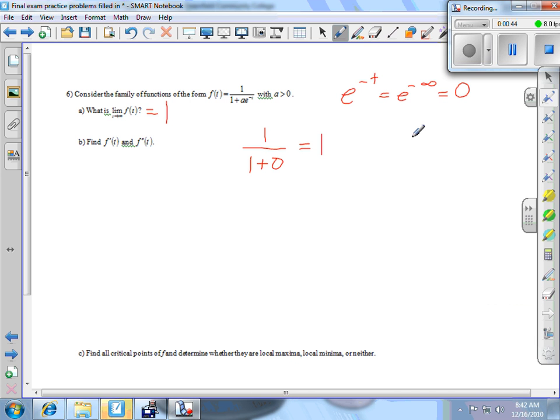Part B, find f prime of t and f double prime of t. Okay, so this one is going to get a little bit messy. So to find f prime of t, you could do the quotient rule. So we'll do that. Let's see, 1 plus ae to the negative t gets squared. So we do bottom times the derivative of the top, but the derivative of the top is nothing, so I'm going to omit that term, minus the top times the derivative of the bottom. And the derivative of the bottom is negative ae to the minus t. So those two negatives cancel, and we just get plus that.